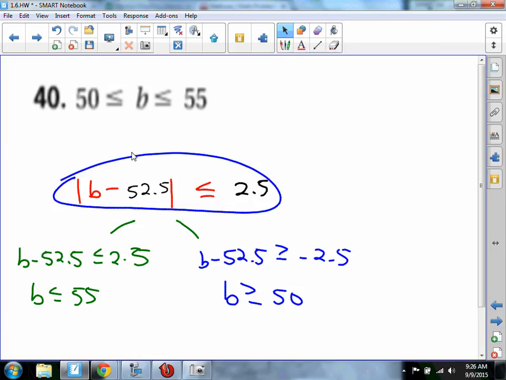Might want to make a note of that one. Find the median. Put the variable, take away the median in the absolute value. In that particular case, less than or equal to the 52.5. 52.5 is the median of 50 and 55.